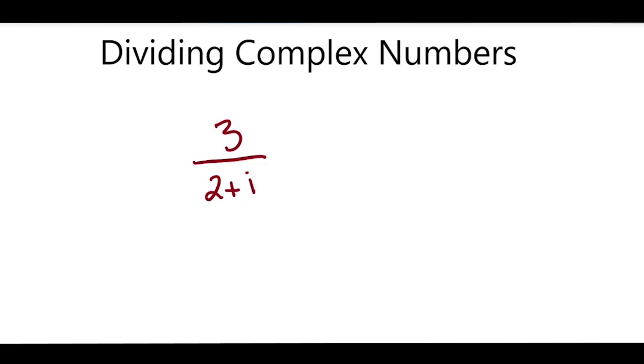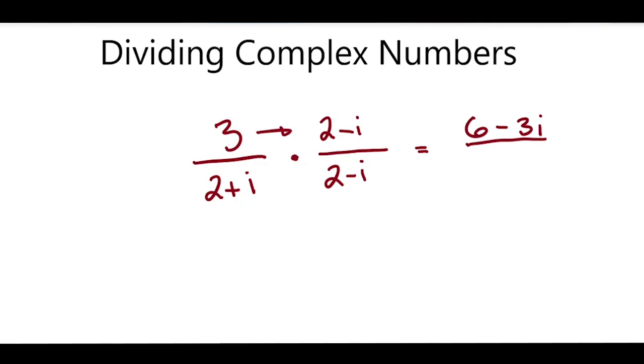So let's say I have 3 divided by 2 plus i. Well, the way you solve this is you multiply the top and the bottom by 2 minus i. Watch what happens when we do that. So we'll multiply the top, which gives us 6 minus 3i. And on the bottom, I have 2 plus i times 2 minus i.